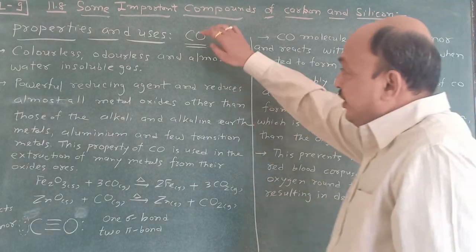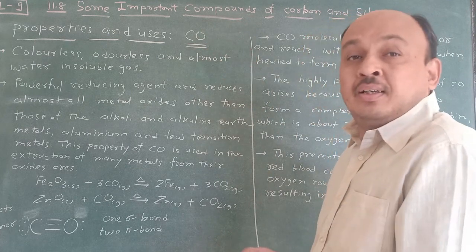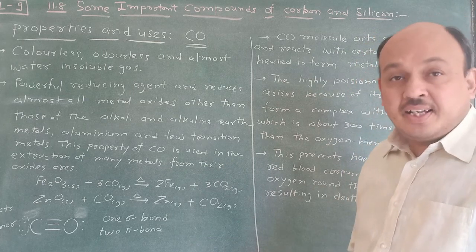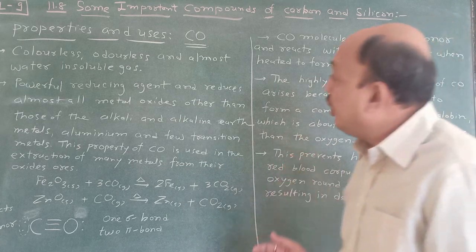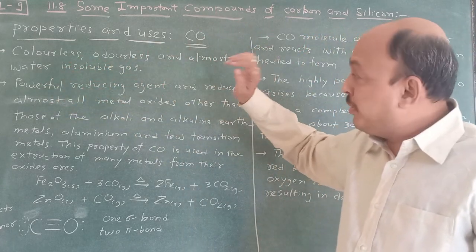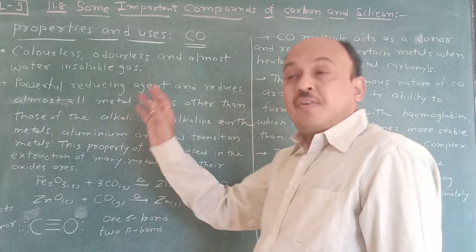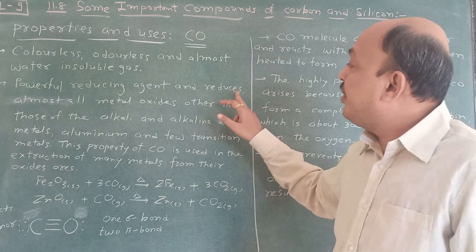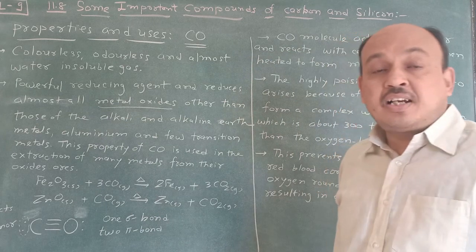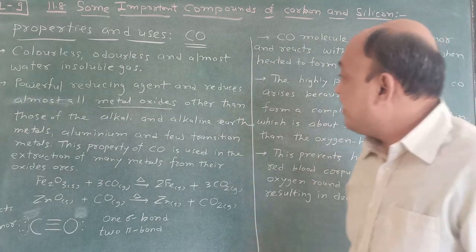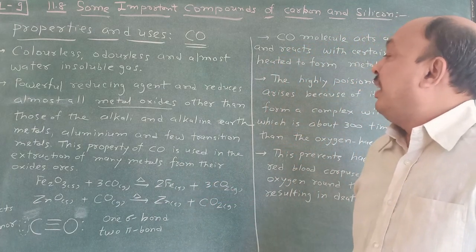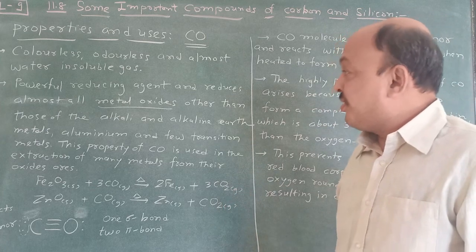Now here, properties and uses of carbon monoxide. Simple properties are there and uses are also there. Colorless, odorless, and almost insoluble in water. Remember, almost insoluble in water. This carbon monoxide gas is a powerful reducing agent, and reduces almost all metal oxides. We have to learn later on in Standard 12 metallurgy: metal oxides other than those of the alkali and alkaline earth metals, aluminium and a few transition metals.